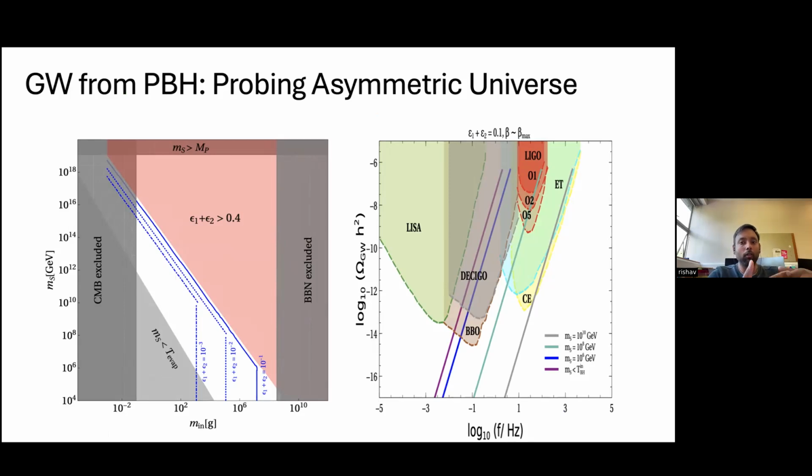But this was all about how one can explain the matter-antimatter asymmetry of the universe. In the right plot, I show how we used the scalar-induced gravitational waves from PBH to test our scenario or to probe our scenario. Depending on the different choices of scalar masses, we will get different spectrums that can be actually tested or observed in different gravitational wave experiments. So this was all I wanted to discuss on how gravitational waves can be used to probe the high-scale physics of the early universe.